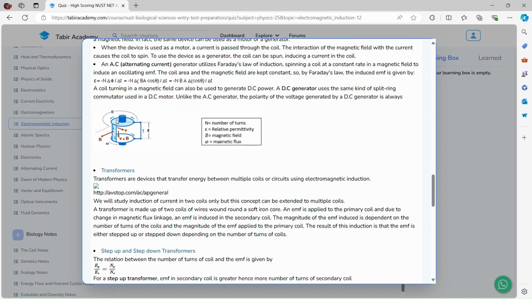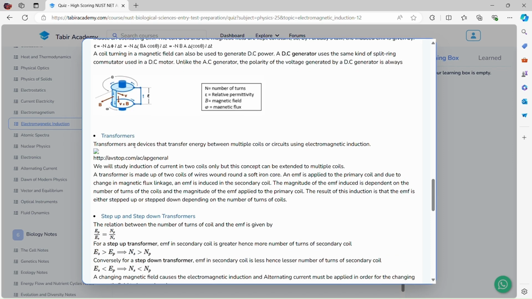Transformers. Here you can see B is your magnetic field, the direction of it. Phi is your magnetic flux. E is your EMF, epsilon, and N is your number of turns.